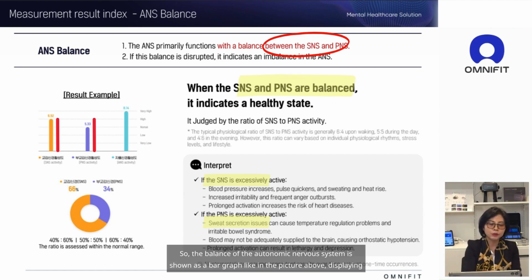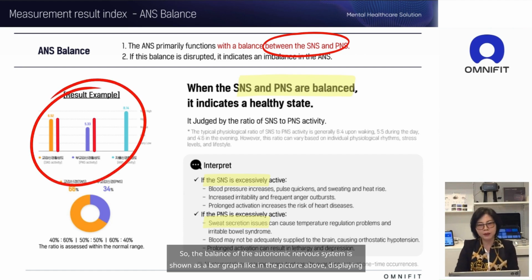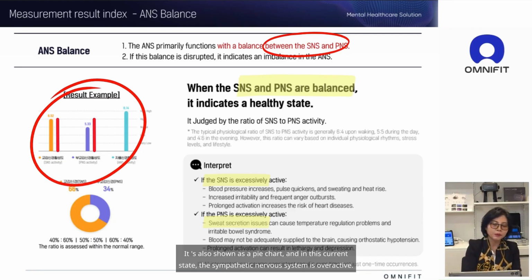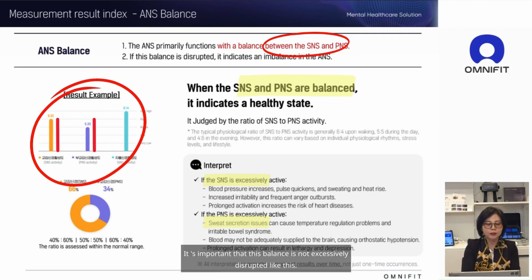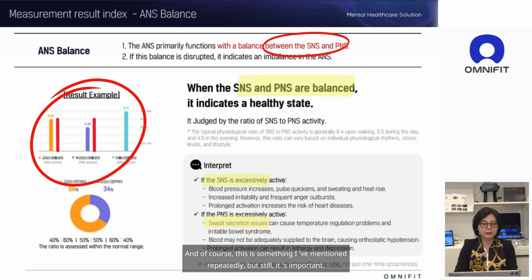So, the balance of the autonomic nervous system is shown as a bar graph like in the picture above, displaying the sympathetic and parasympathetic nerves, as well as the total power value. It's also shown as a pie chart, and in this current state, the sympathetic nervous system is overactive. It's important that this balance is not excessively disrupted like this. And of course, this is something I've mentioned repeatedly, but still, it's important.